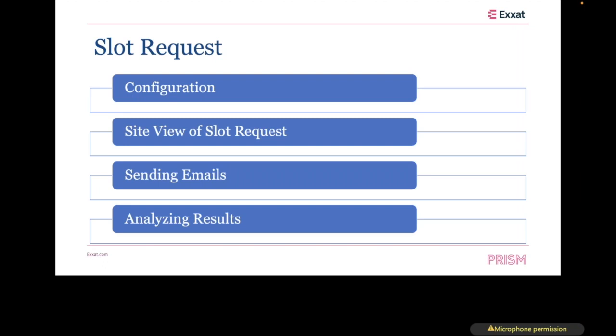Before we get into the setup of the slot request, we'll just let you know what we are going to cover with slot requests. So first we'll go over the configurations, deciding what rotations to include, what contact information should be visible to your sites and other things. We'll also see the site view of the slot request as to what your sites are going to be able to see when they access your emails and click on the link to give you these availabilities in the system. We'll see the process of how you'll be able to send out these bulk emails to your sites. And towards the end, we'll also see how you can analyze the results and work upon those accordingly.